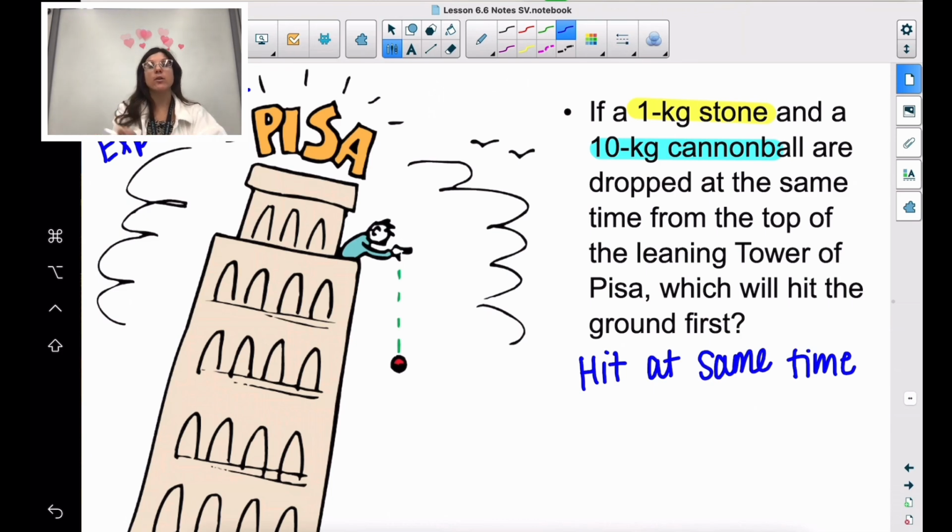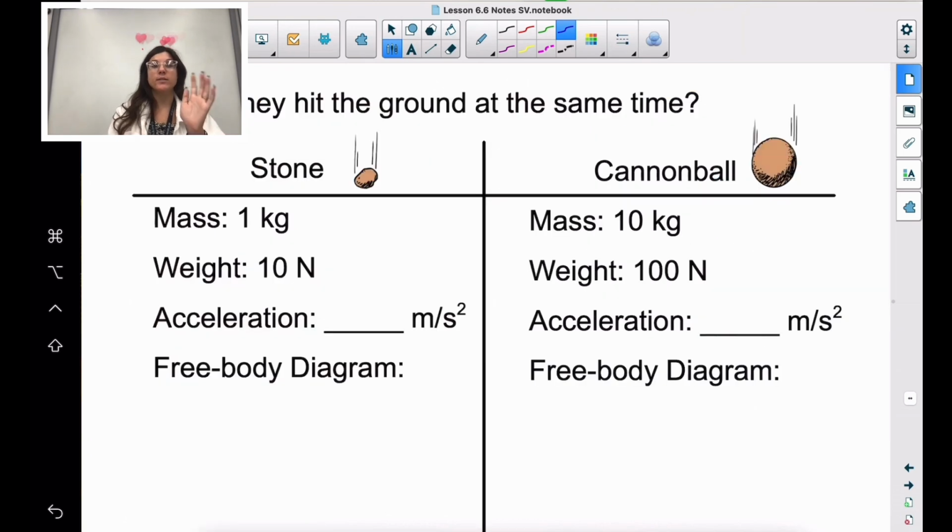So let's compare the force on the stone and the force on the cannonball. I've got this comparison here, and I'm going to compare these two variables, mass and weight, with two different colors. The mass of the stone is 1 kilogram, whereas the mass of the cannonball is 10 times more, 10 kilograms. So what does this mean? What I'm talking about when I'm comparing mass is the inertia.